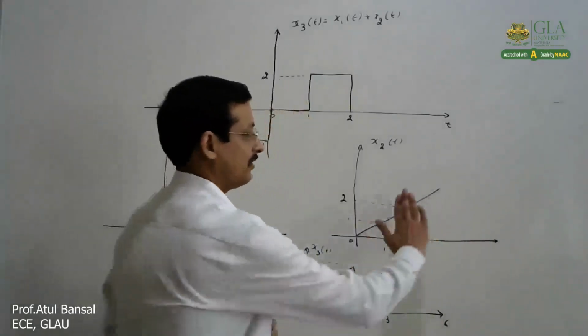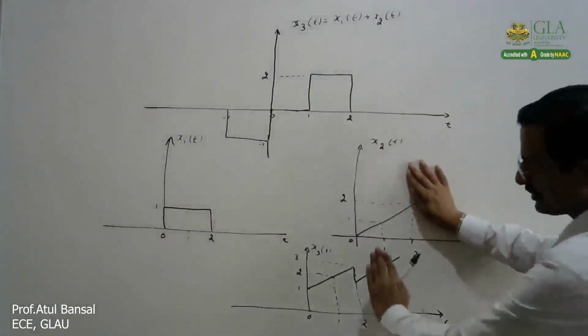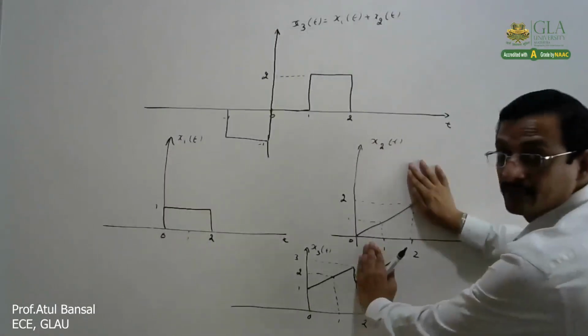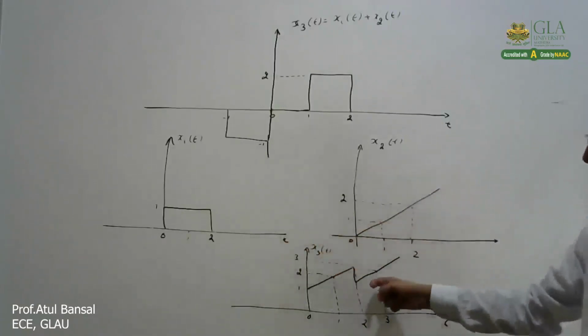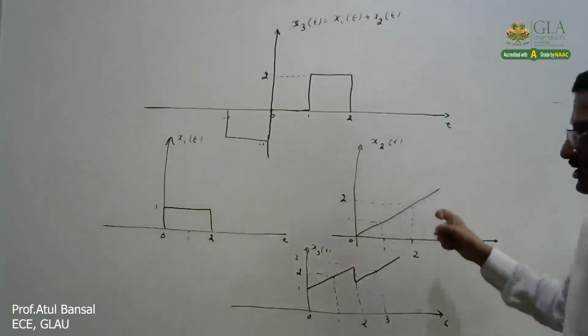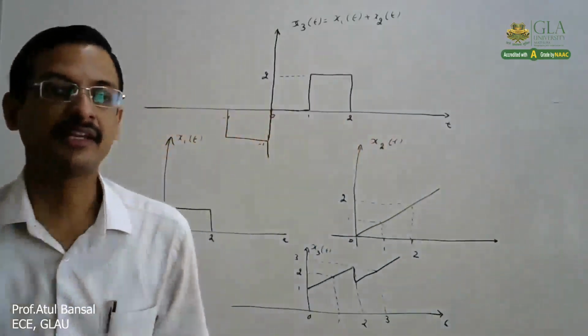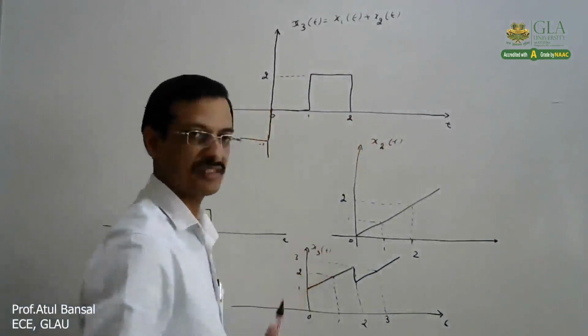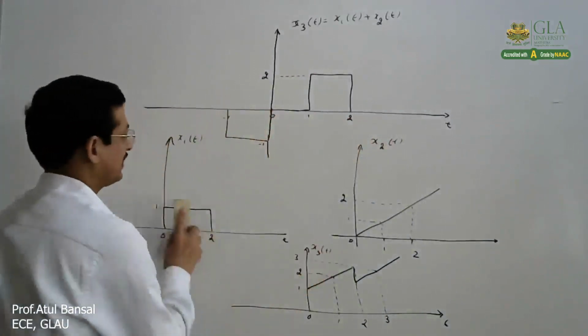If it would have been up to this only, up to 2 only, then this signal would have also stopped at this. But now, because it is continuing, this is 0, so we will continue this also. So this is 0 plus this. So that is a signal addition, how that takes place in case of continuous time signal at every instant. Same thing is applicable in discrete time. Let us take that example now.